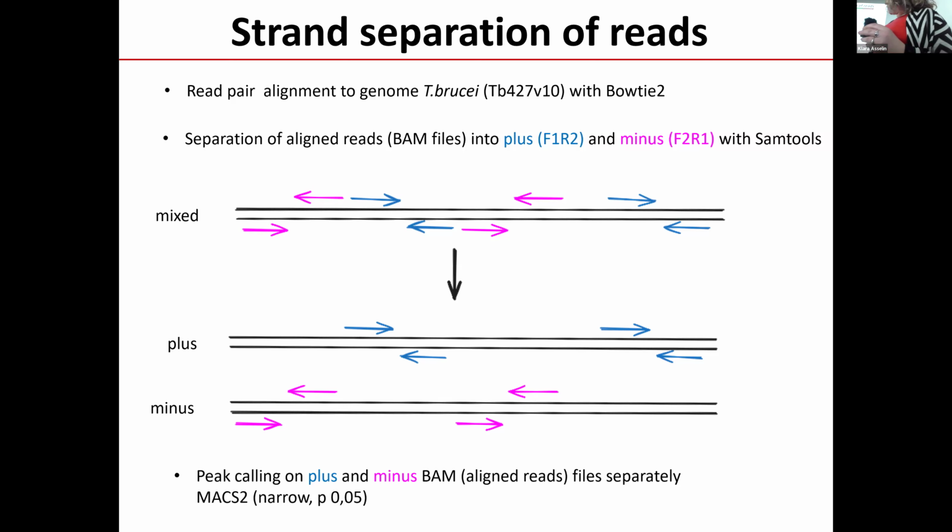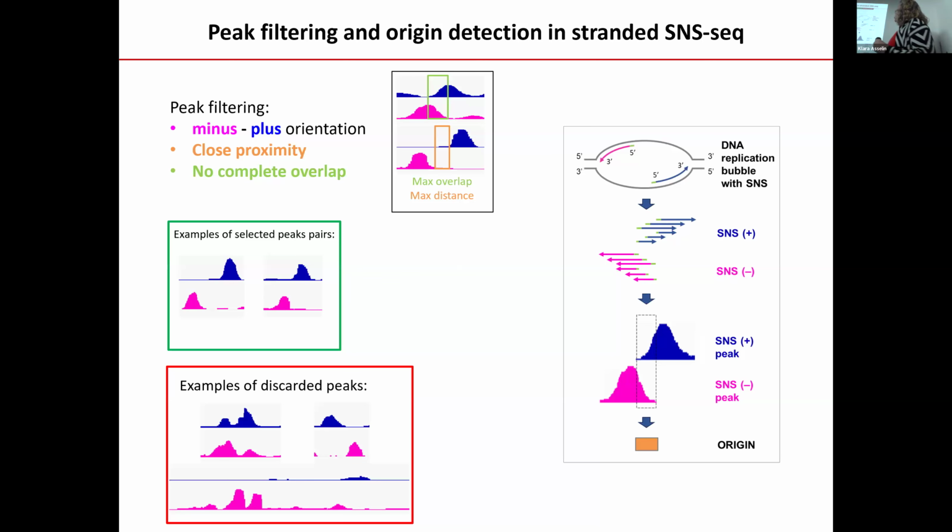After the separating, as I told you already, we did the peak calling on the separated BAM files. After the peak calling, we have the peaks and we know whether the peaks are originating from reads from SNS coming from the minus strand or the plus strand. The minus strand peaks are depicted in pink, and the plus strand peaks are depicted in blue.